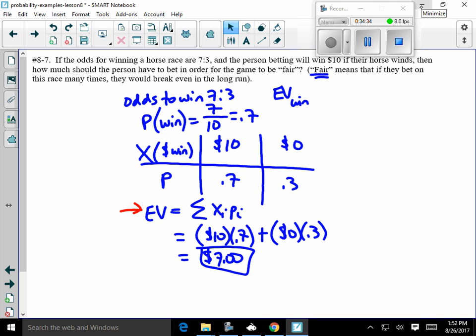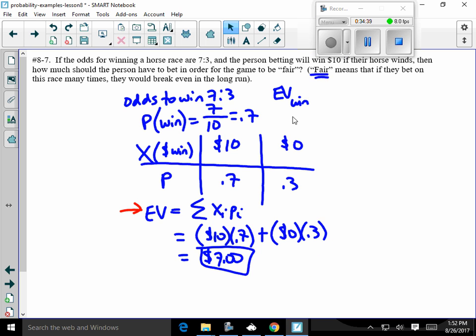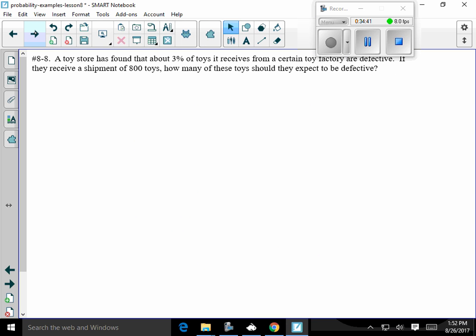Okay, let's keep going here. Let's see, I should probably get rid of that. Okay, another problem. It says a toy store has found that about 3% of the toys it receives from a certain toy factory are defective. If they receive a shipment of 800 toys, how many of these toys should they expect to be defective? Okay, go ahead and pause and give that one a try.